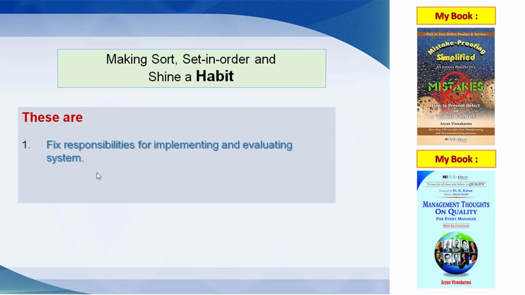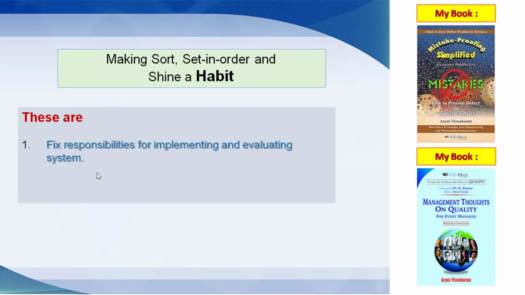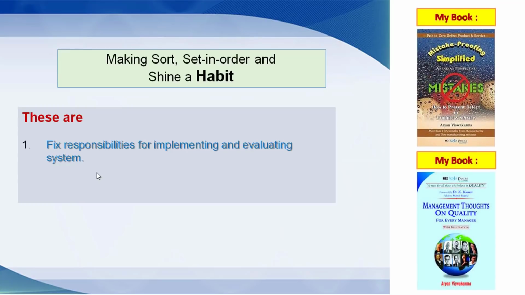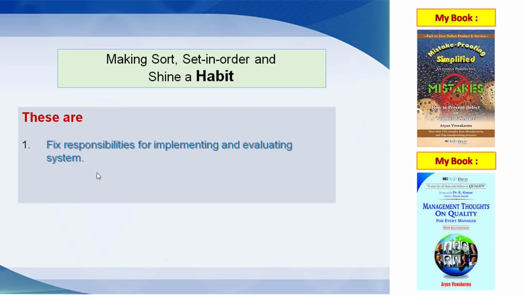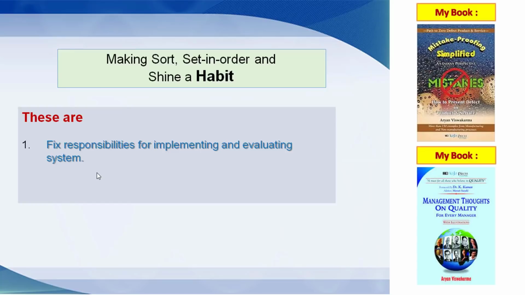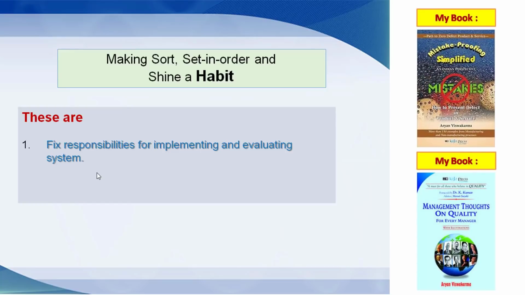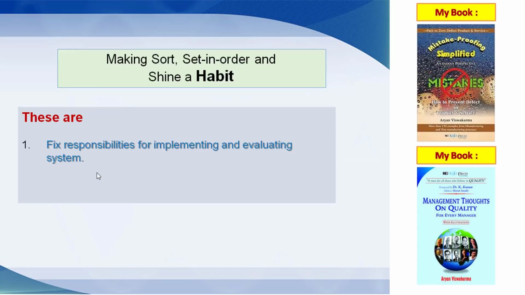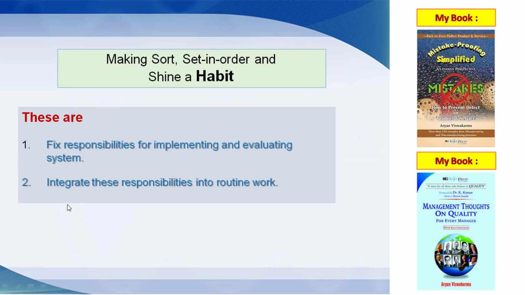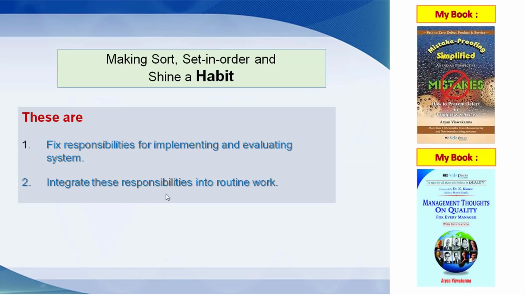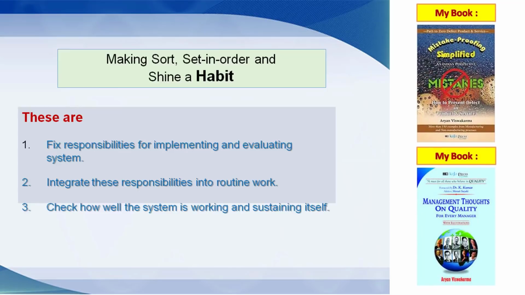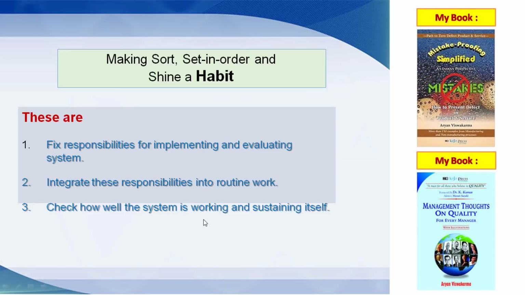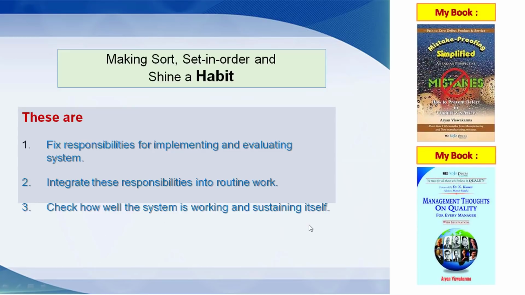And this is generally done by dividing the plant or the organization into various strategic zones, wherein each zone has a zonal leader with team members with him. And it is the responsibility of the zonal leader to manage his own zone with the help of his team members. We should also integrate their responsibility in such a way that things become a routine for them. And we should also be monitoring and managing in such a way that the system is working and sustaining itself.